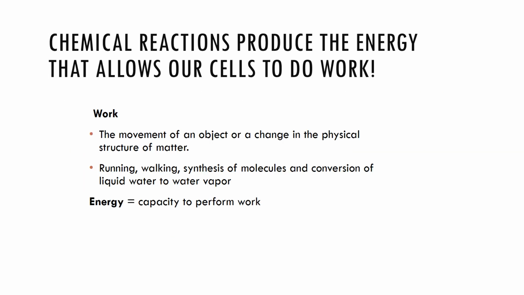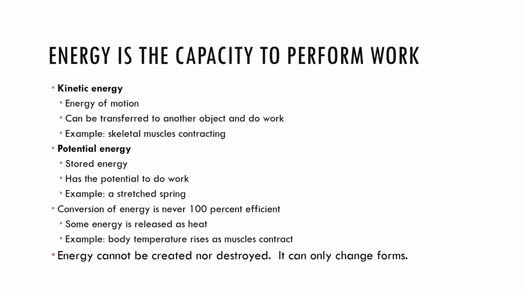Now, chemical reactions allow us to do work. Work is the movement of an object or change in the physical structure of matter. And we need energy, which is the capacity to do work. Now, energy comes in a couple of different forms. There is kinetic energy, which is the energy in motion. For example, when your skeletal muscles contract, when water is flowing down a waterfall, electricity in a wire, those are all examples of energy in motion.